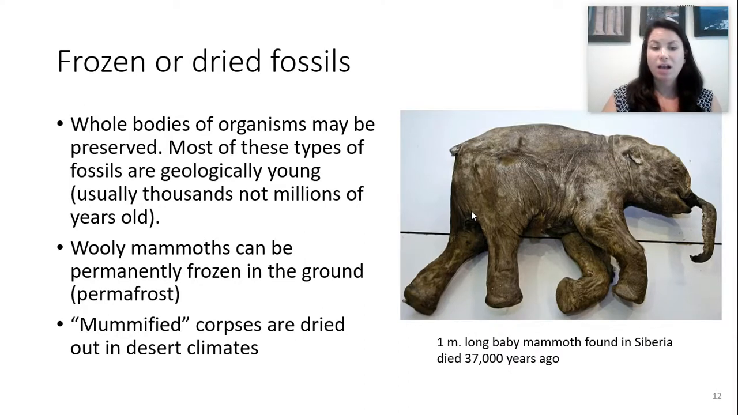Like now, if you have something that has been buried and then uplifted or buried to extreme depths and pressures, those fossils may not remain intact. So we see whole organisms generally that are younger in age. So an example of this is we have woolly mammoths can be frozen in the ground through permafrost, or even mummified corpses are dried out in desert climates.